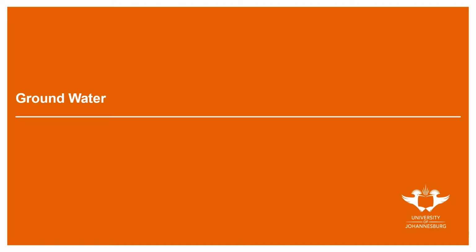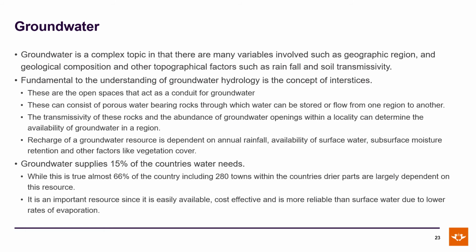To have a look at groundwater. In terms of groundwater, it's a bit of a complex topic since there are so many variables involved, such as the geographic region, the geological composition, as well as other topographical factors such as rainfall and soil transmissivity. Fundamental to the understanding of groundwater hydrology is the concept of interstices. These are the open spaces which act as a conduit for groundwater, through which water-bearing rocks may either serve to store water or may act to facilitate flow from one region to another.